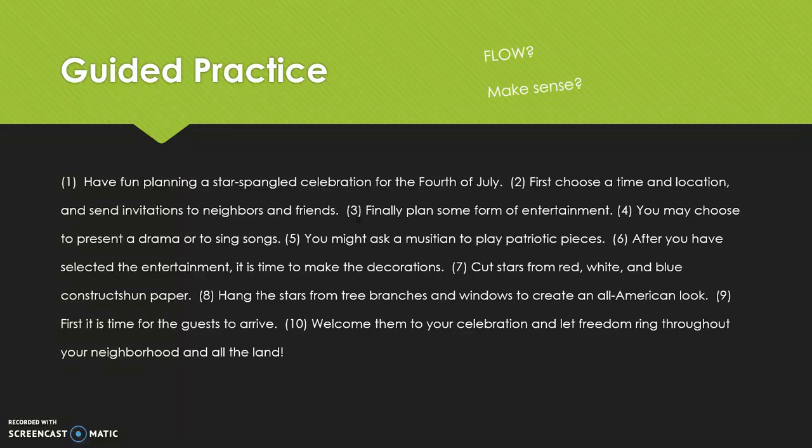Students, did you notice something wrong with that? Something didn't flow, did it? Something didn't make sense. Let's go ahead and underline the transition words. In paragraph 2, we have first. In paragraph 3, we have finally. In paragraph 6, we have after. And in paragraph 9, we have first. So we have first, finally, after, first. There's something wrong with that, isn't it?